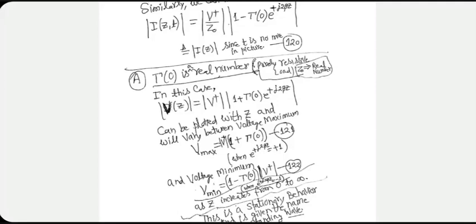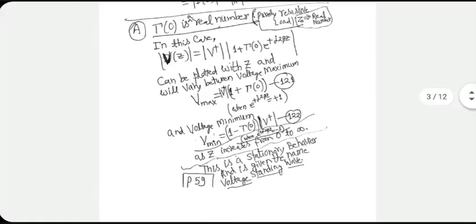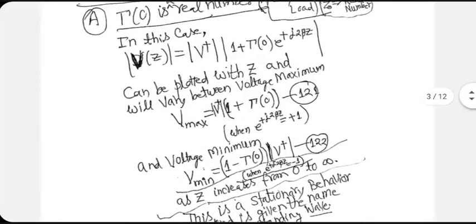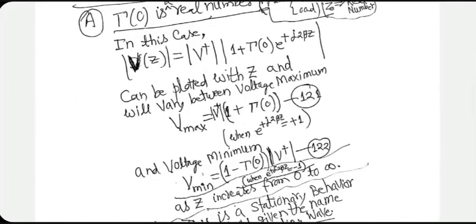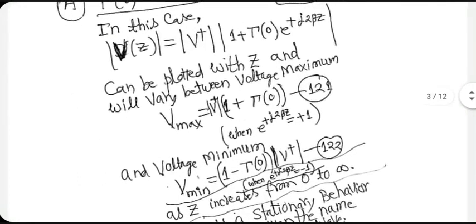And the value of the maximum voltage will be V max equal to the magnitude of V plus multiplied by 1 plus tau 0. At that point, e to the power j2 beta z will be plus 1. And the value of the minimum voltage will be 1 minus tau 0 multiplied by the magnitude of V plus. At that point, e to the power j2 beta z will be equal to minus 1.